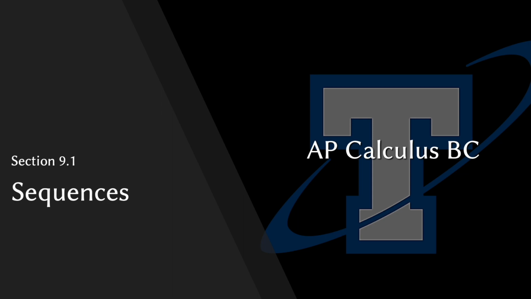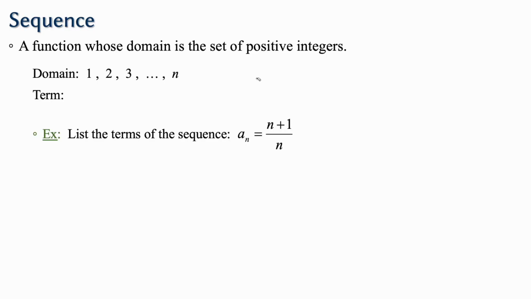Section 9.1, Sequences. A sequence is just another function where the domain is simply the set of positive integers. So that means whenever we talk about what expression we're plugging numbers into, like we do with functions, we're only going to be plugging in 1, 2, 3, and so on. Maybe instead of saying positive integers, we can just say the natural numbers. So the domain is going to be 1, 2, 3, and so on, all the way up to whatever number we may want to think about.